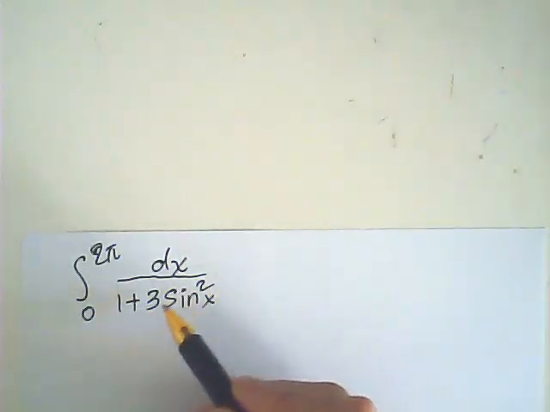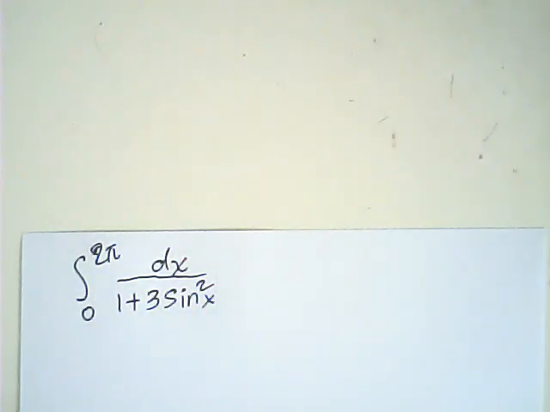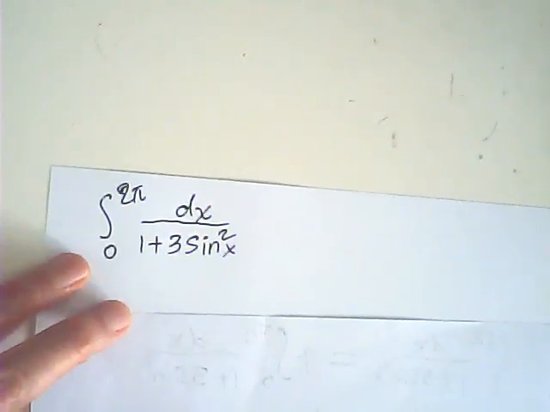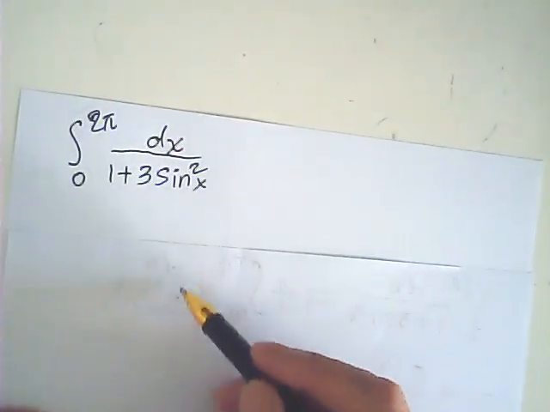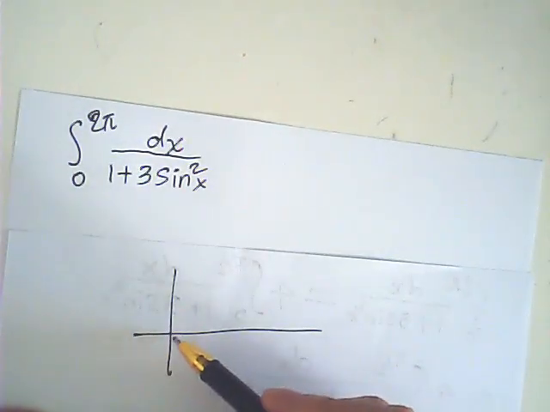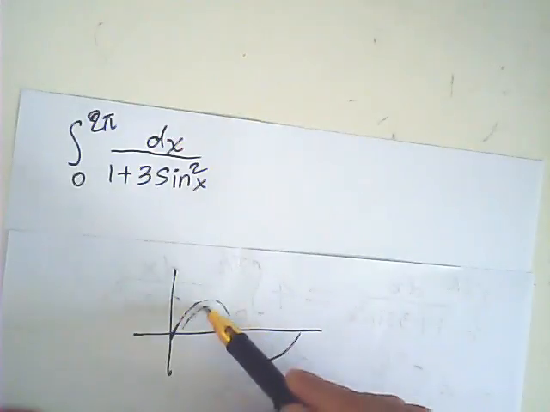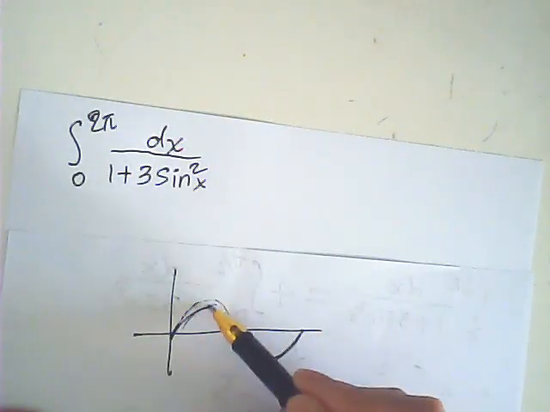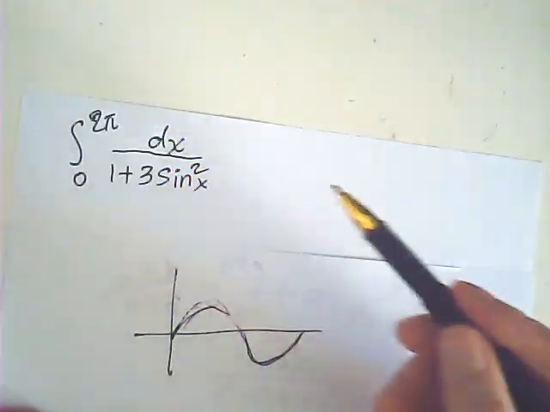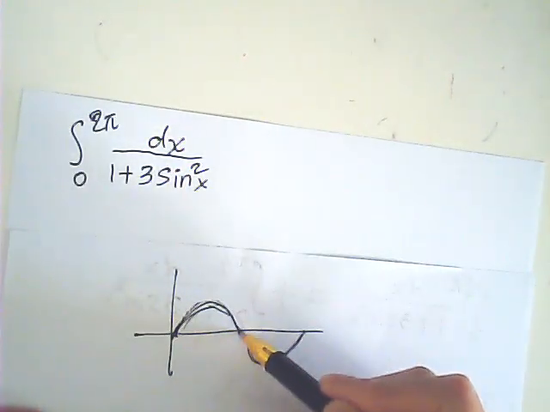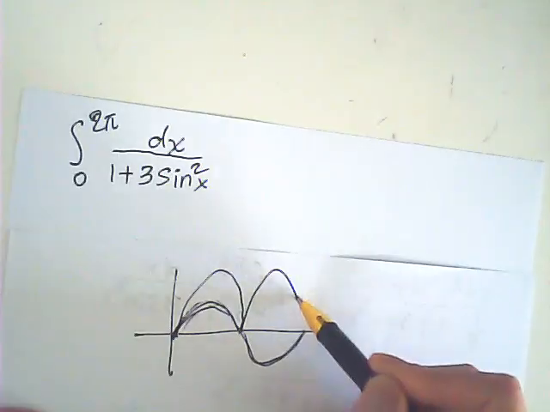Now, first, this function, sine function. The sine function is this, right? This. Now, since it's sine square, the function becomes this, right? This.